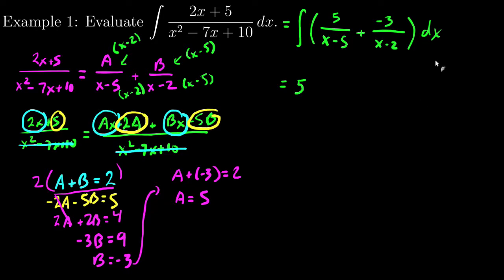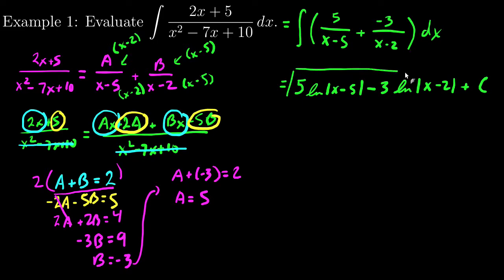So now I can look at this and see, okay, the antiderivative of 5 over x minus 5 is 5 natural log of the absolute value of x minus 5. The antiderivative of negative 3 over x minus 2 is minus 3 natural log of the absolute value of x minus 2. And then I have a plus C. And this is the answer that I like.